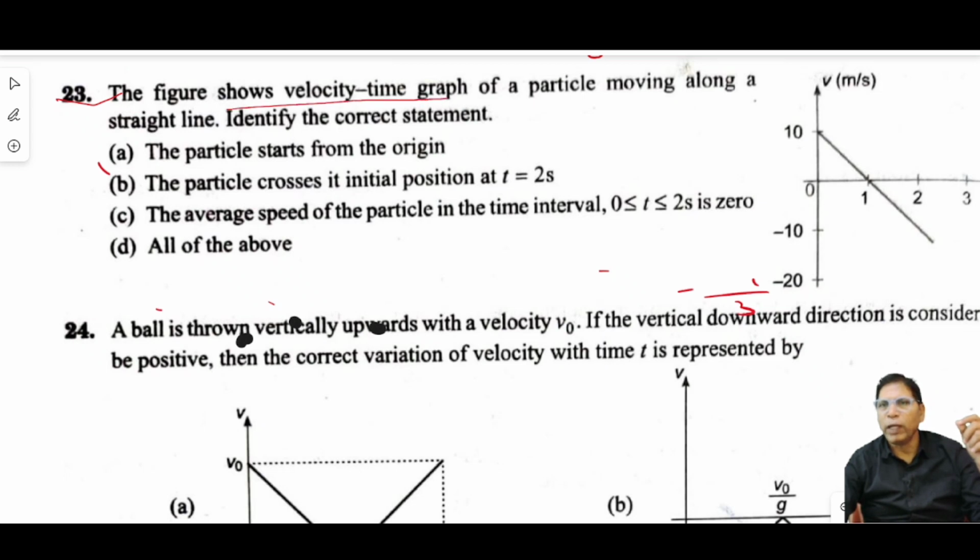The figure shows a velocity time graph of a particle moving along a straight line. Identify the correct statement. Look at this. A. The particle starts from origin. Yes, it is the correct option. B. The particle crosses the initial position at t equal to 2 seconds.